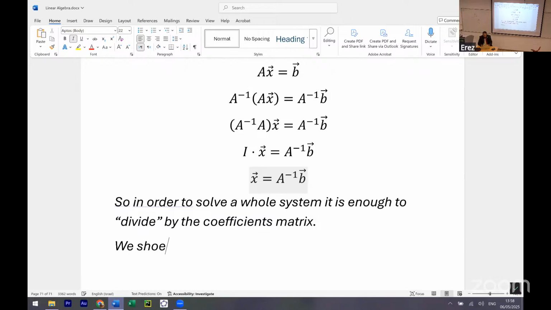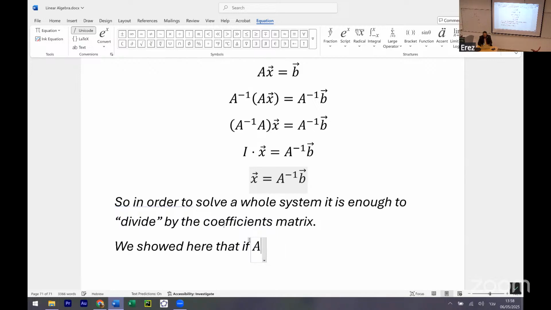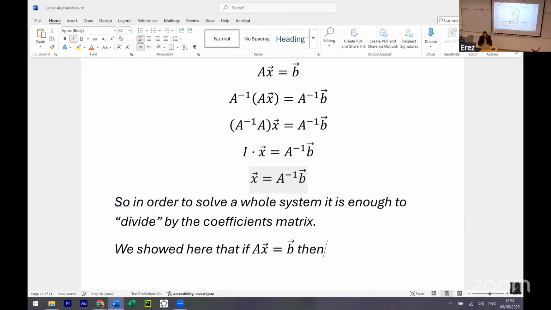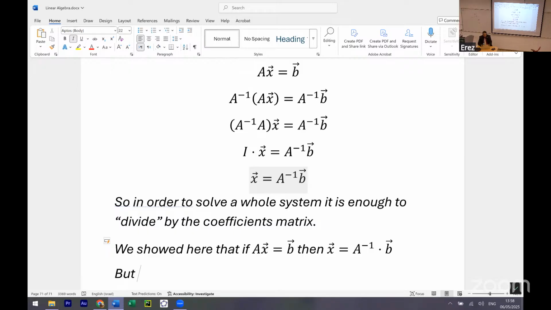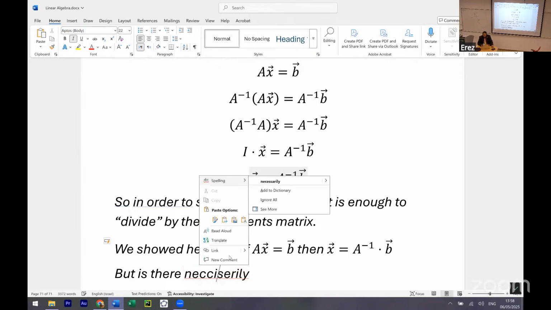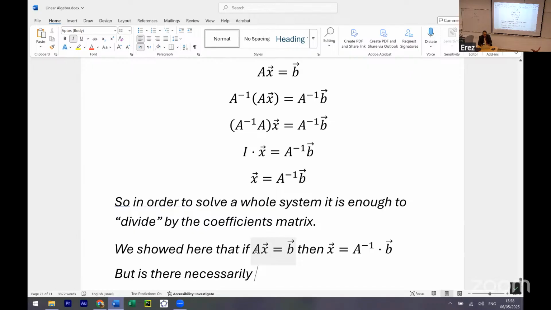We showed here that if AX equals B, then X must equal A inverse times B. But is there necessarily a solution to the system?